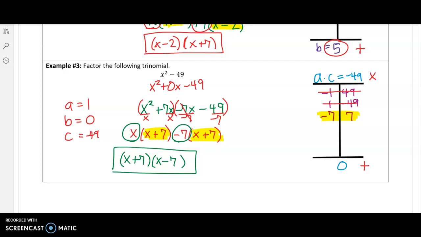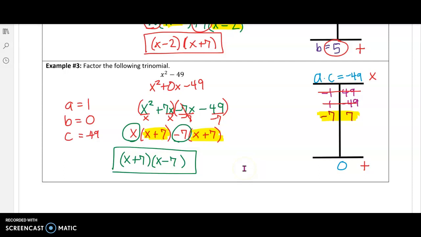So we wrote out 0x as 7x minus 7x. Same thing as 0, right? 7 minus 7. We factored out our GCFs. And then we factored out the binomial x plus 7, and then what was left over, you see I have circled here, is x minus 7.